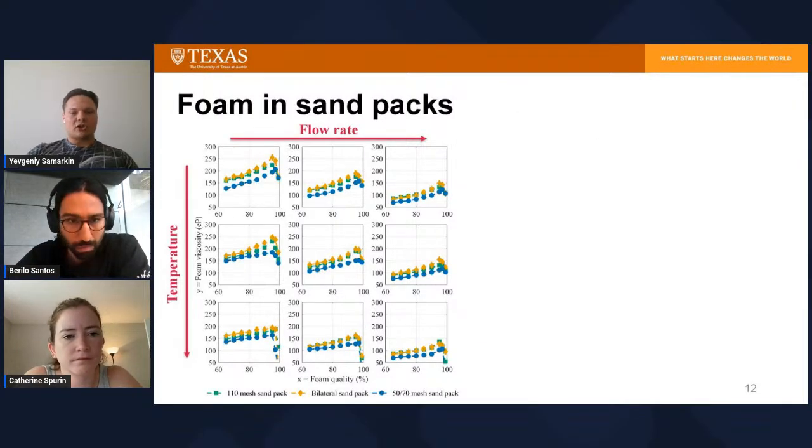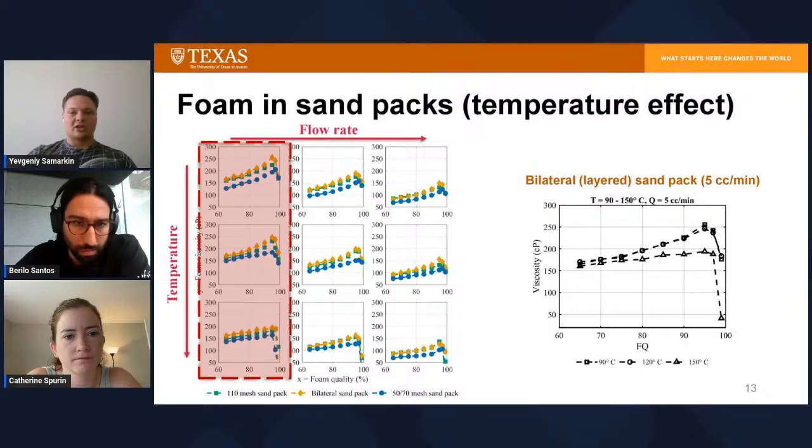So let's talk about results of the foam experiments. On this slide, you can see a combined figure that contains all the rheological curves that I obtained during my 27 experiments for 3 sandbags, and you can see them color-coded. Let's talk about this figure one by one, and we'll start with the impact of the temperature.